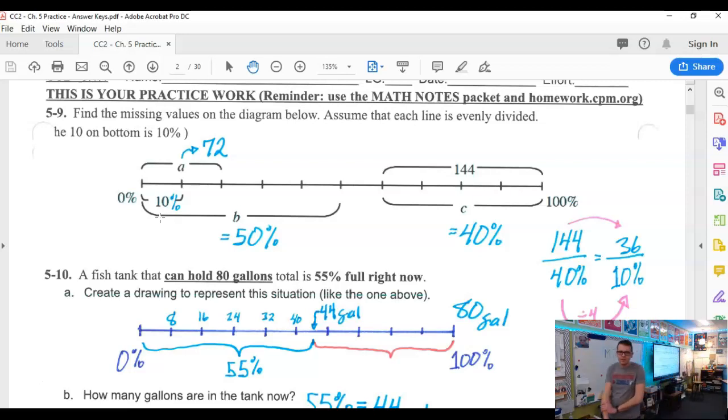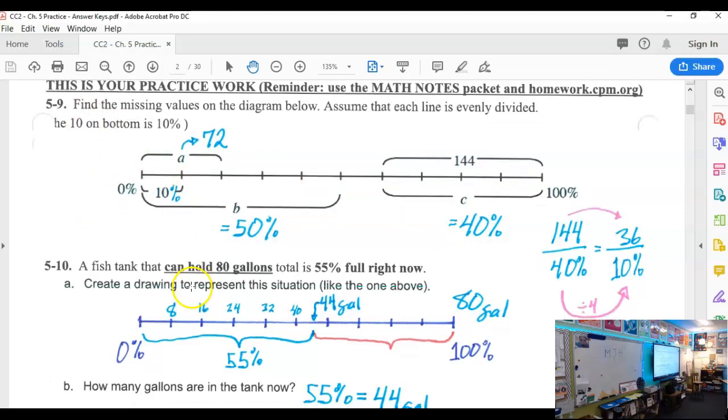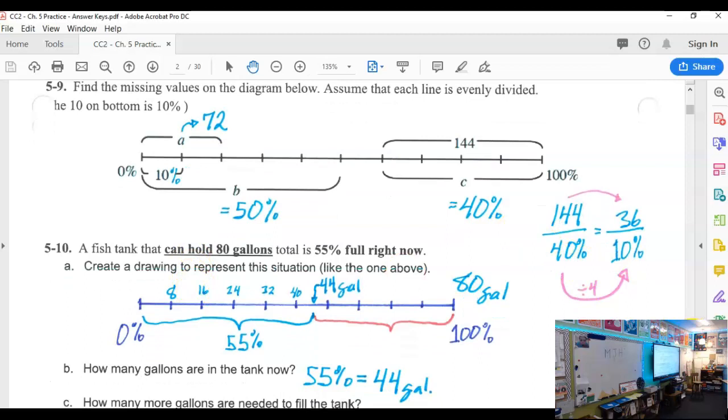So is this 521? This is 511. It was Monday's homework, right? 511, this is question 59. Any questions on problem 9? We should have gotten 72 for that top section, 50% and 40% for those bottom sections. You could have gone ahead and written a little percent sign in there. Any questions?